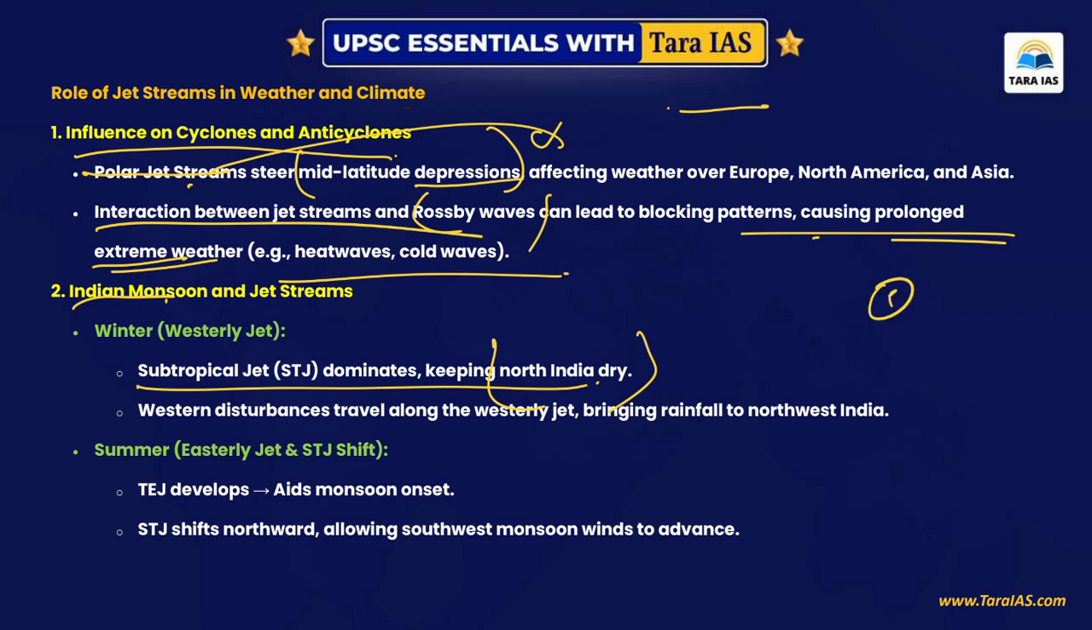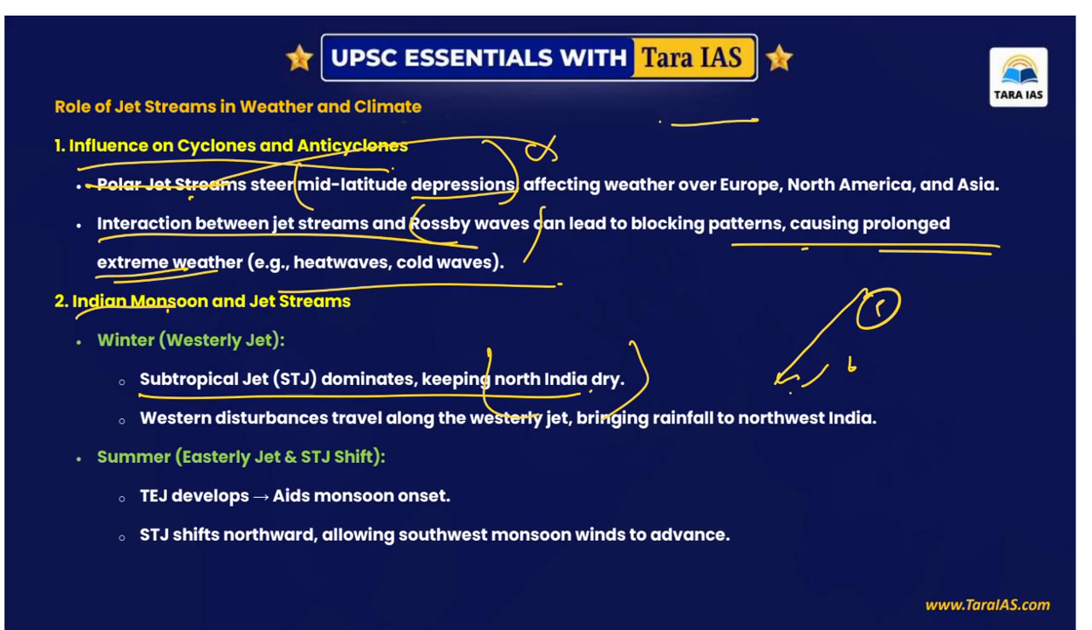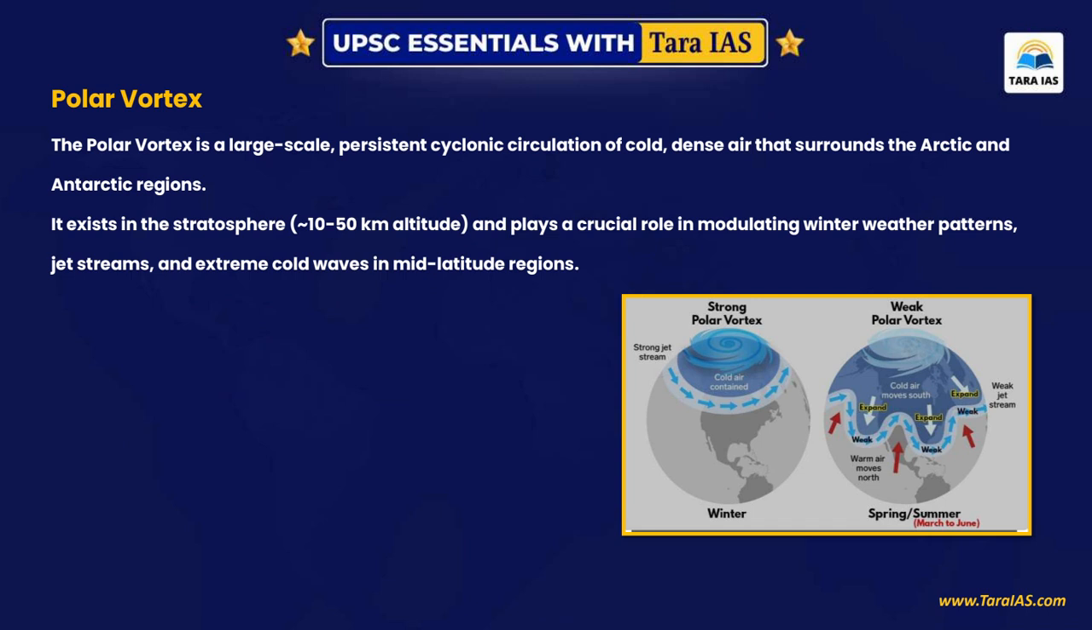The Tibetan high, low pressure forms, so it moves towards the Mascarene high, and then how it brings rainfall to India. That's one of the things, right? So again, in the Indian monsoon we will be dealing with this. Next comes the concept of polar vortex.